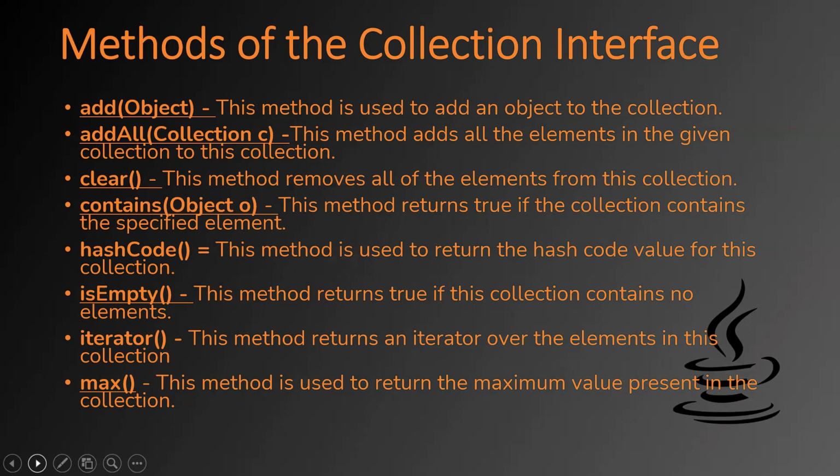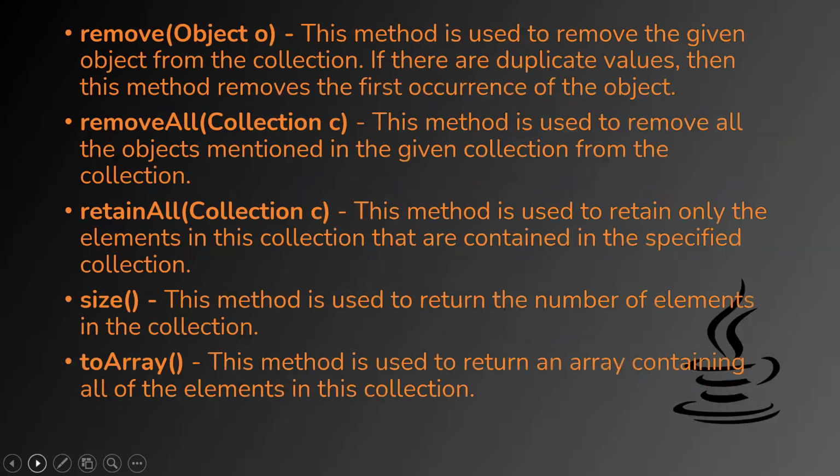isEmpty. This method returns true if the collection contains no elements. iterator. This method returns an iterator over elements in this collection. max. This method is used to return the maximum value present in the collection. remove(Object o). This method is used to remove the given object from the collection. If there are duplicate values, this method removes the first occurrence of the object. removeAll(Collection c). This method is used to remove all the objects mentioned in the given collection from the collection.